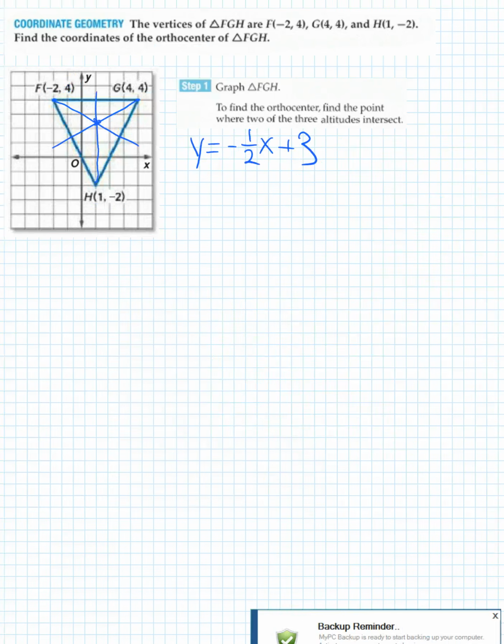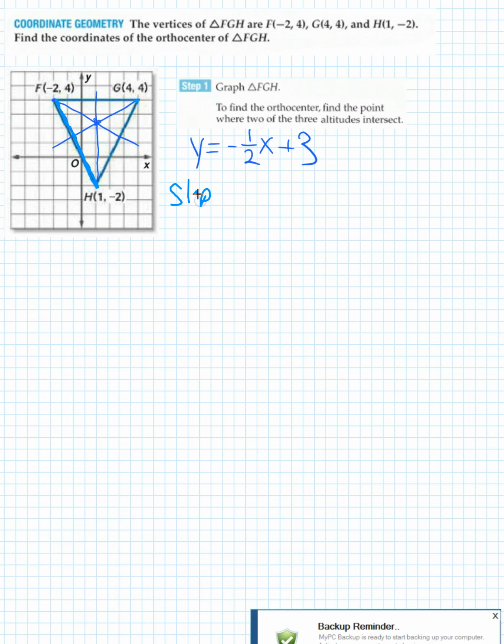Cleared that off a little bit so we could have some room. Okay, so let's find the equation of this other altitude. Let's go from G to this side, to FH. All right, so for the equation of that line, we know we can find the slope of this line, right? So then it'd be easy to find the slope of the line perpendicular to it, just like we did last time.